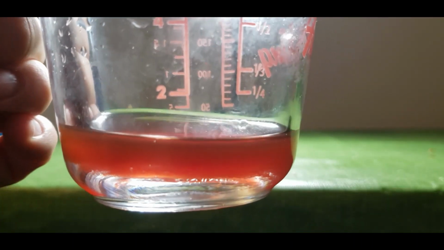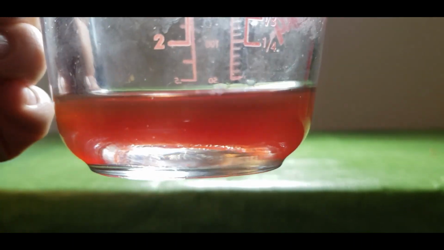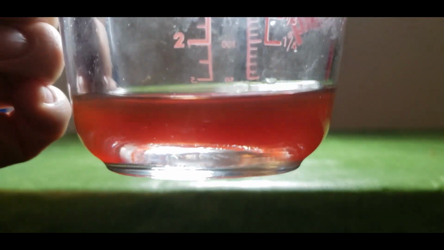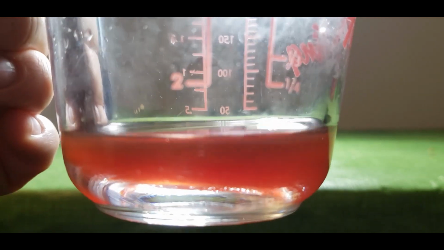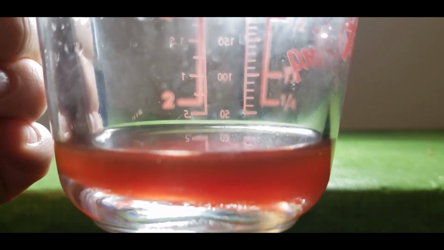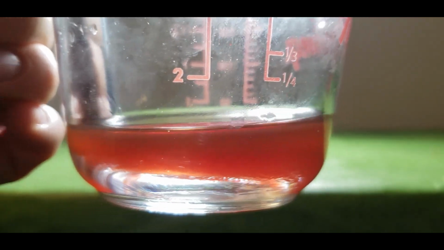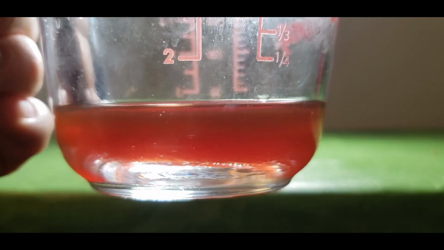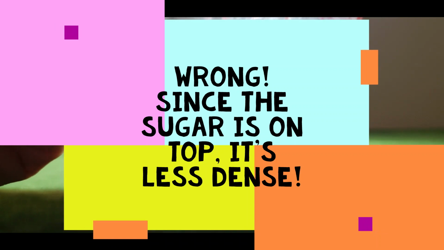Now it's going to be very hard to tell, but you can see actually that the top is a little bit darker than the bottom. That means that our blue has purpled the top, but not the bottom layer. That means that since the blue is above and not below the red, the sugar water was more dense.